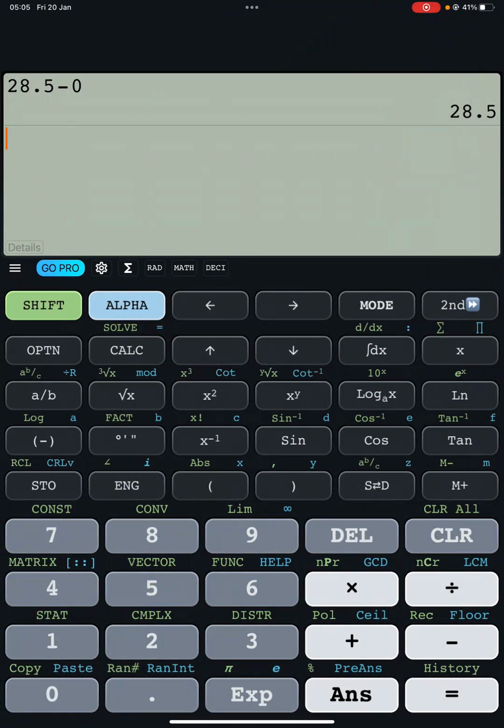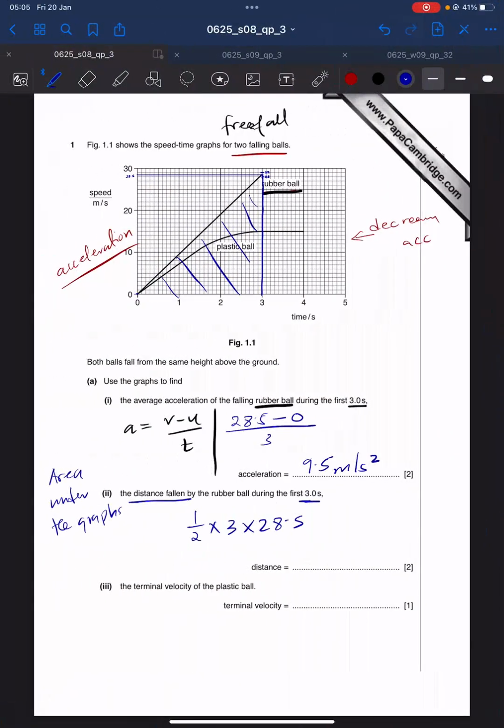اشتغل ده. A half multiplied by the base multiplied by the height 28.5. 42.75 meters. ما تعمل لي موضوع عن significant figures. اكتب الإجابة من الكالكوليتر زي ما هي.